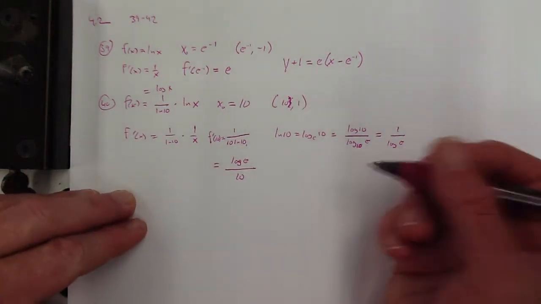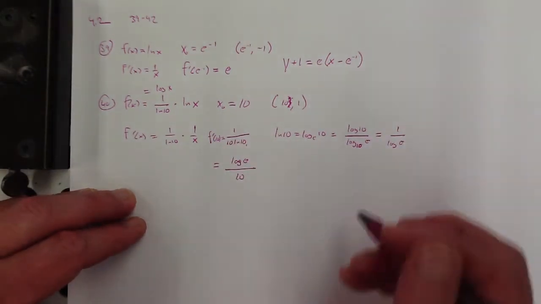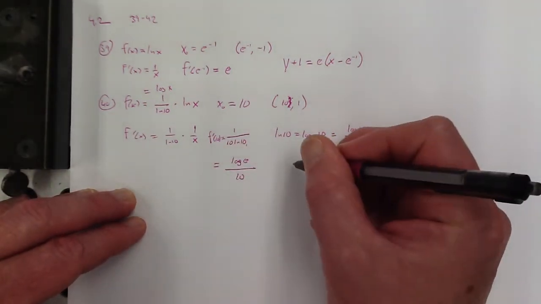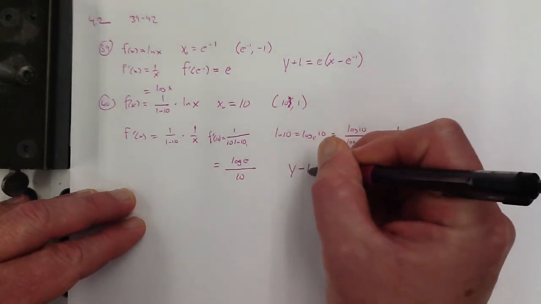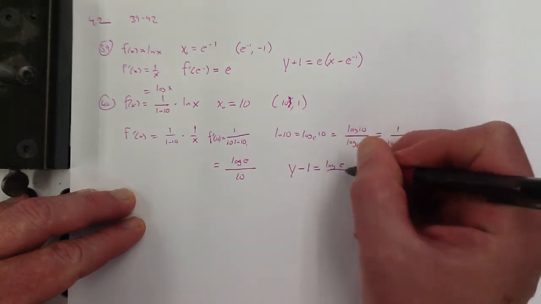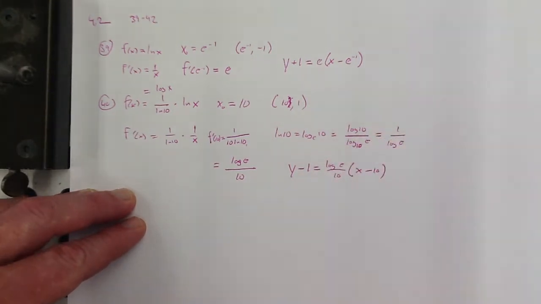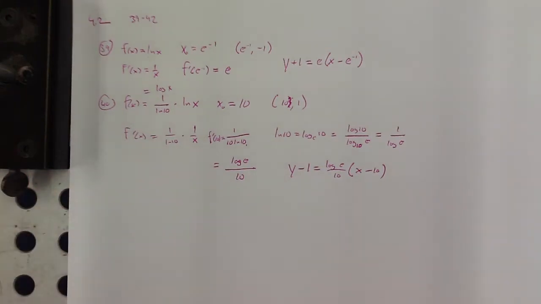So your tangent line, if you want to stick with the original presentation of things in log base 10, would be y minus 1 equals the slope times x minus 10. There it is.